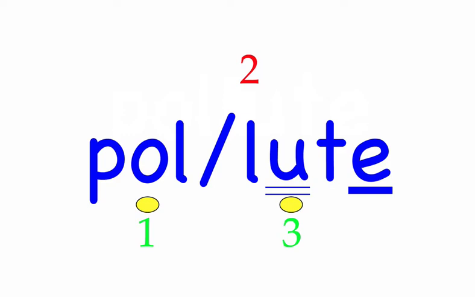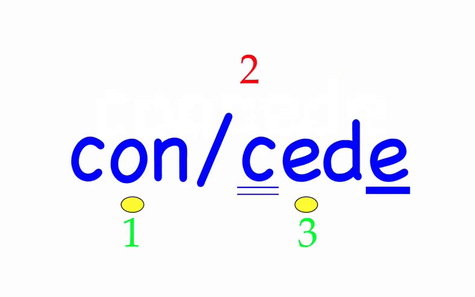Row 5, concede. She will concede defeat after midnight. Concede. Con, three sounds. K, ah, n. Seed, three sounds. S, e, d. Concede. Mark the word. Concede.